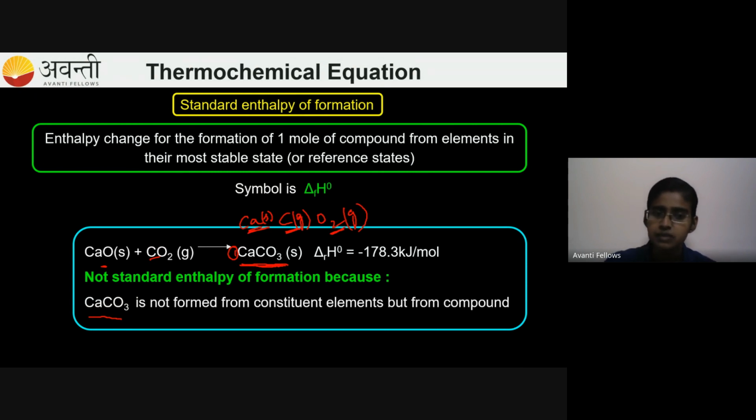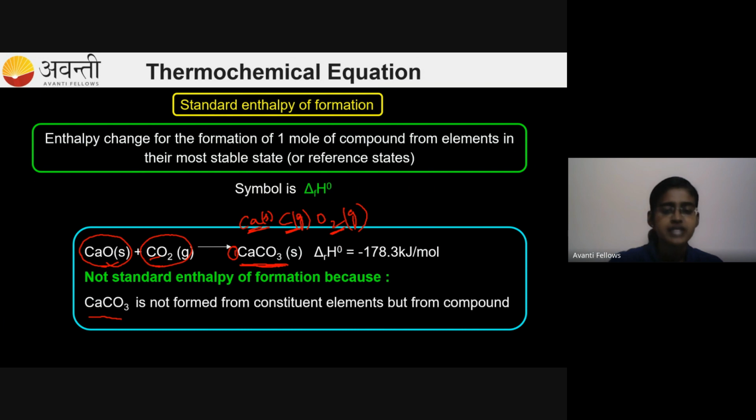But this calcium carbonate is not formed from calcium, carbon, or oxygen. Instead, it is formed from calcium oxide and carbon dioxide. Calcium oxide and carbon dioxide are not the standard form of any of these three. So delta HF naught cannot be calculated for this reaction.